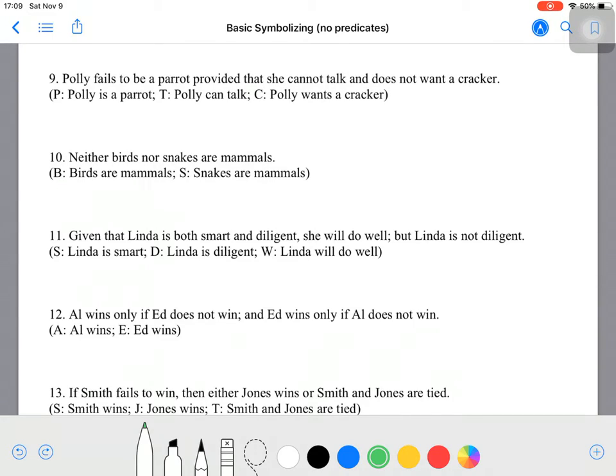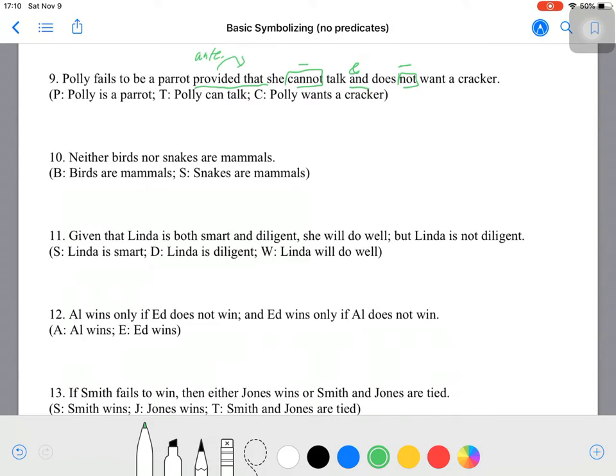Number 9, we're going to do the same thing we did earlier. We're going to start by trying to identify anything that might indicate the type of symbols we're going to be using, the main operators, etc. So Polly fails to be a parrot, provided that. Provided that means that everything that comes after it is going to be in the antecedent of a conditional. Everything after it is a sufficient condition. And then we have a cannot talk, so that's going to be a negation of not talk, and does not want a cracker. And also note that we have an and.